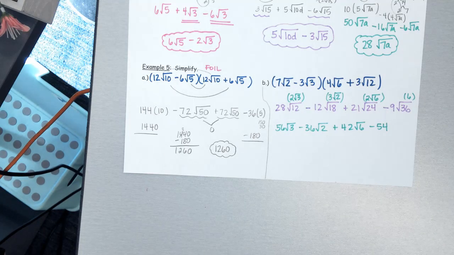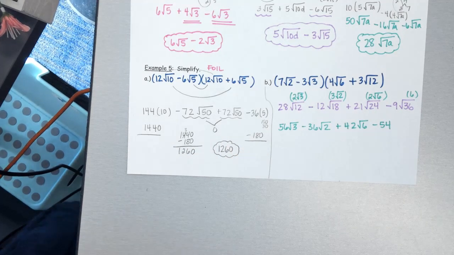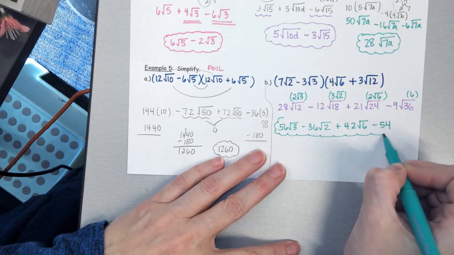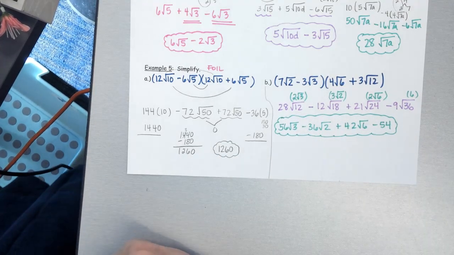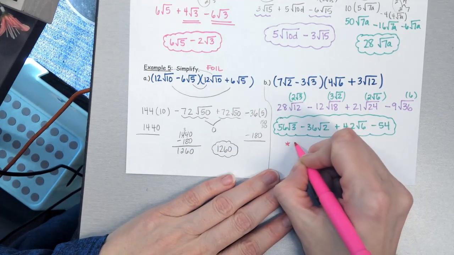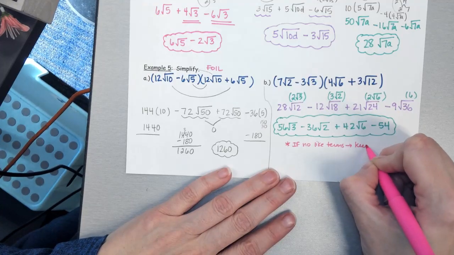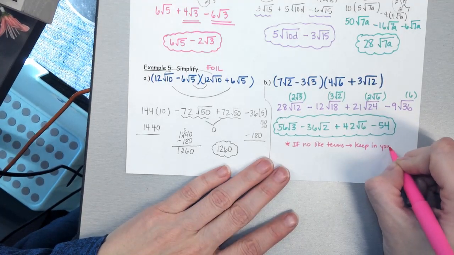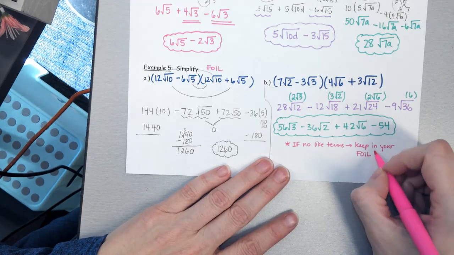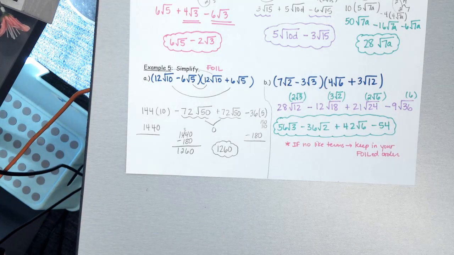Okay, so now we're looking for like terms. I have the square root of 3, the square root of 2, and the square root of 6. So none of those have the same radicand, so I can't combine them. When that happens, you can just keep them in the order that you FOILed in. Okay, so if you have those two switched, perfectly fine. So if there are no like terms, whatever your FOILed order is, you can keep it that way. Okay? There's no like standard form that you have to adhere to.